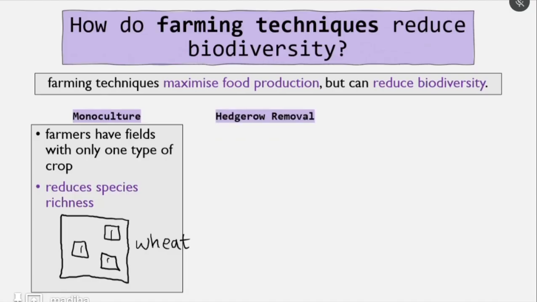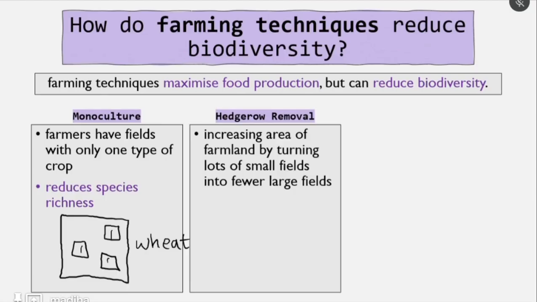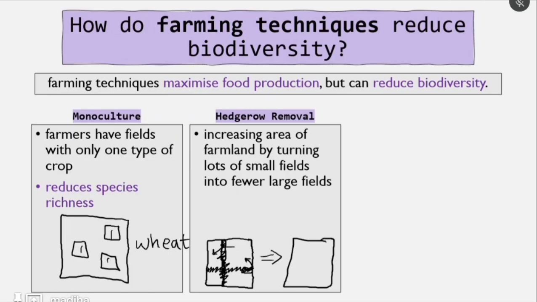Another way is hedgerow removal. So this is when farmers increase the area of farmland by turning lots of small fields into fewer large fields. So essentially, if you've done Duke of Edinburgh, or if you've gone walking in the countryside, you've got little hedges that just go on for ages and split these up. And you have little fences, you might be able to hop the fence to go into different fields. All of it is the farmers' fields, but you've got them split into different fields by hedgerows. So what farmers do is sometimes they get rid of these completely just to make one massive field.